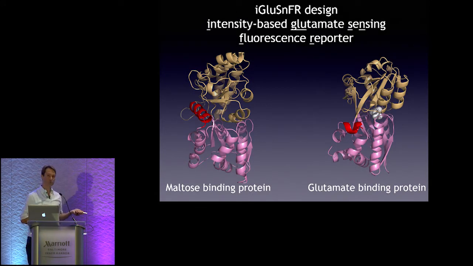And if we insert circularly permuted GFP there, we could potentially get a sensor for our analyte of interest. And that's just what we did with the glutamate binding protein to make an intensity-based glutamate sensing fluorescence reporter, or iGluSnFR. You have to have a cute name if you're going to come up with a sensor. There's only a structure of the glutamate binding protein in the closed state, so it's by homology to the maltose binding protein that we decided to put the GFP there.